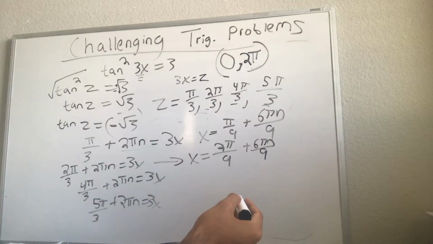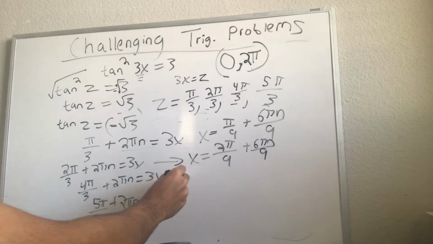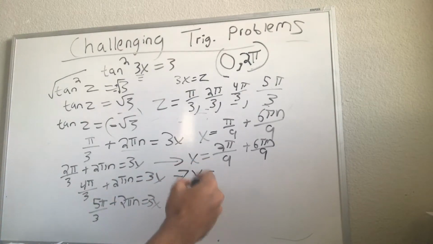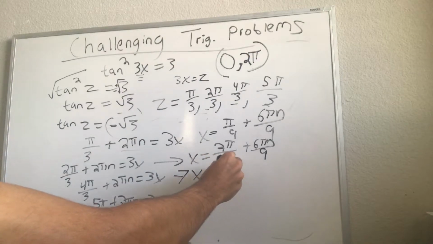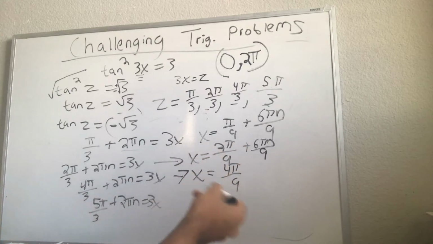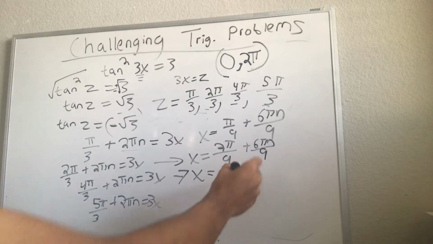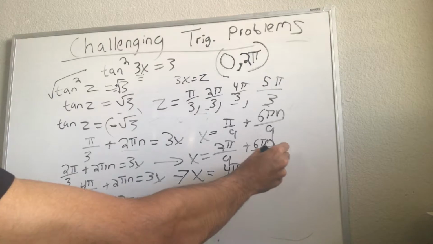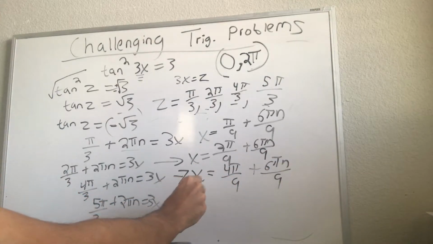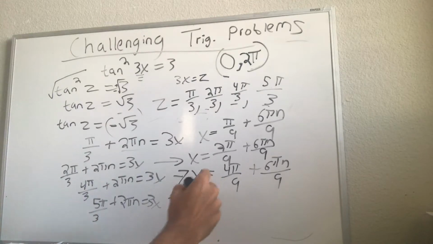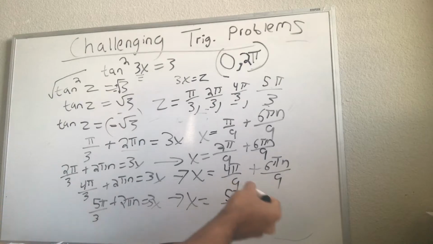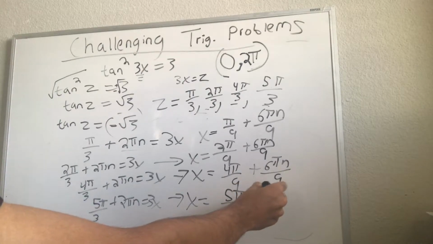So this is what we have here. And then for the third one, we have x is equal to 4 pi over 9, right? Yes. We divide, again, this by 3, so 4 pi over 9, plus 2 pi n over 3, which is really, again, just 6 pi n over 9. And then for the fourth one, we would get x is equal to 5 pi over 9, plus 2 pi n over 3, which is 6 pi n over 9.